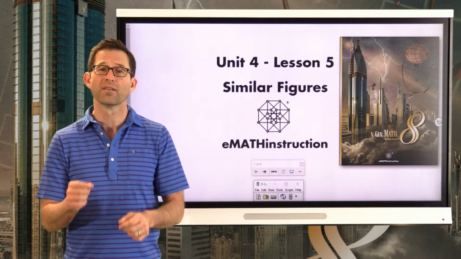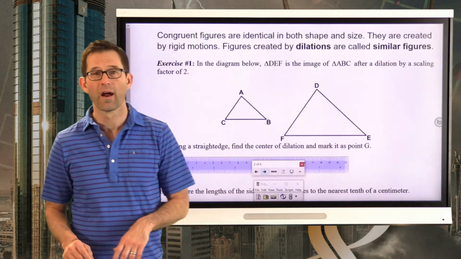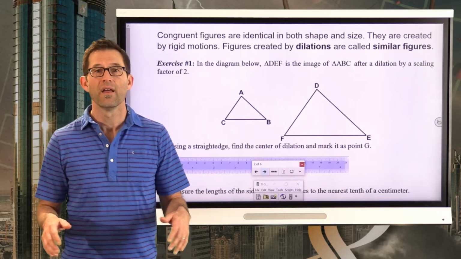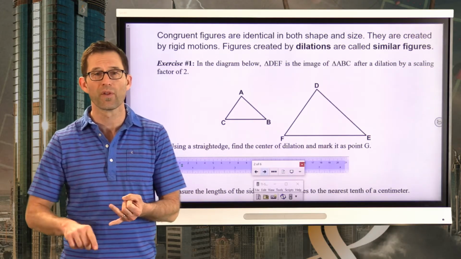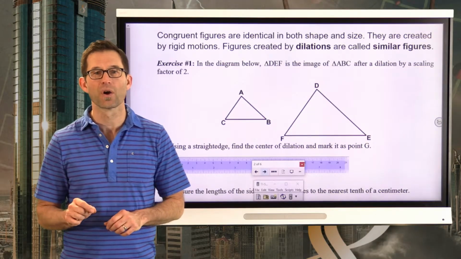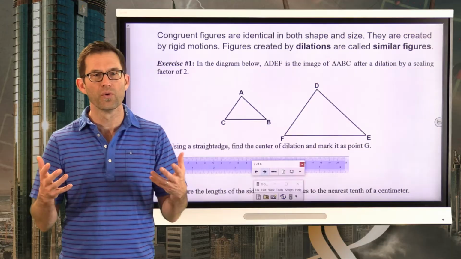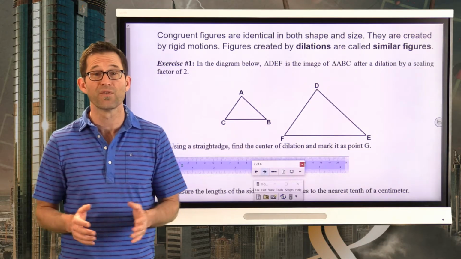So let's formally define what a similar figure is. Congruent figures are identical in both shape and size. They are created by rigid motions: translations, reflections, and rotations. But figures that are created by dilations are called similar. We're going to explore them today, understand the ideas behind them, and then work with them quite a bit in the next few lessons.